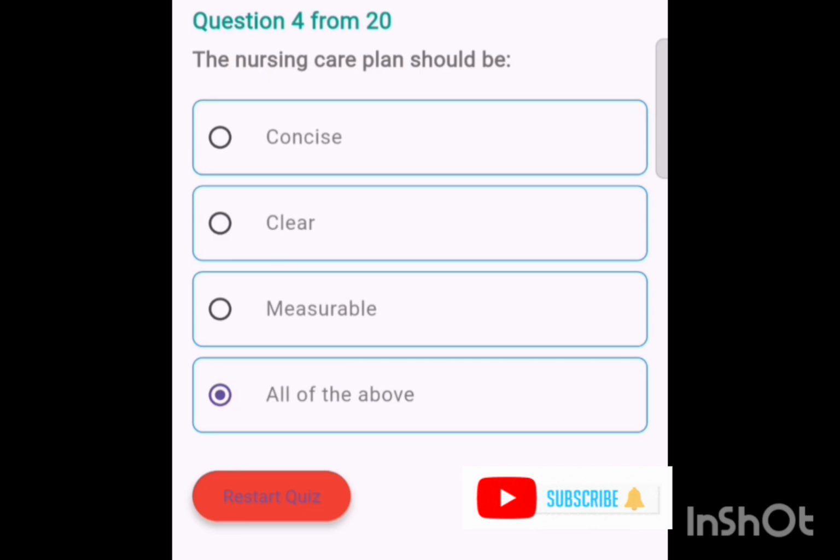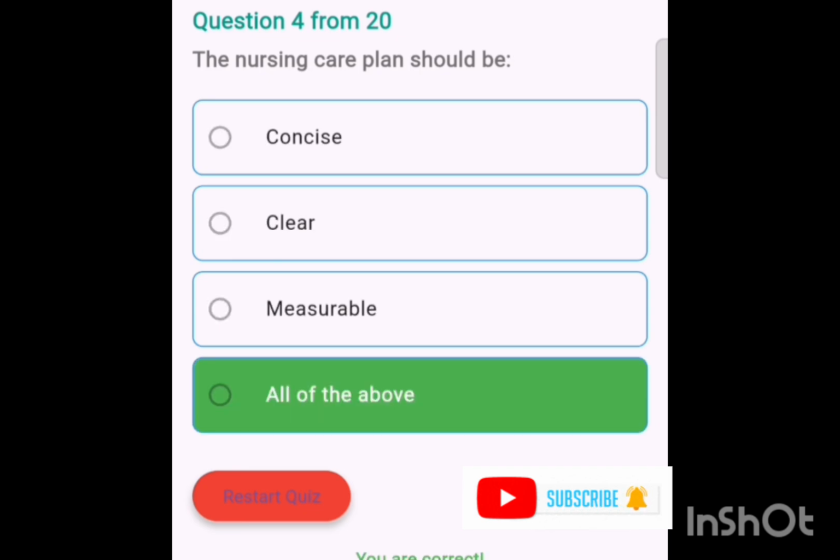Question number four. The nursing care plan should be: options are concise, clear, measurable, and all of the above. The correct option is all of the above. The nursing care plan should be concise, clear, measurable so that it can be easily understood and followed.